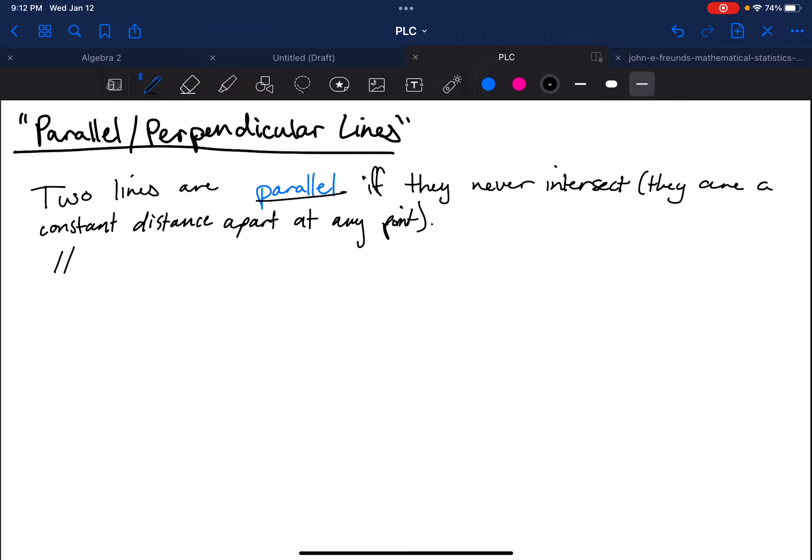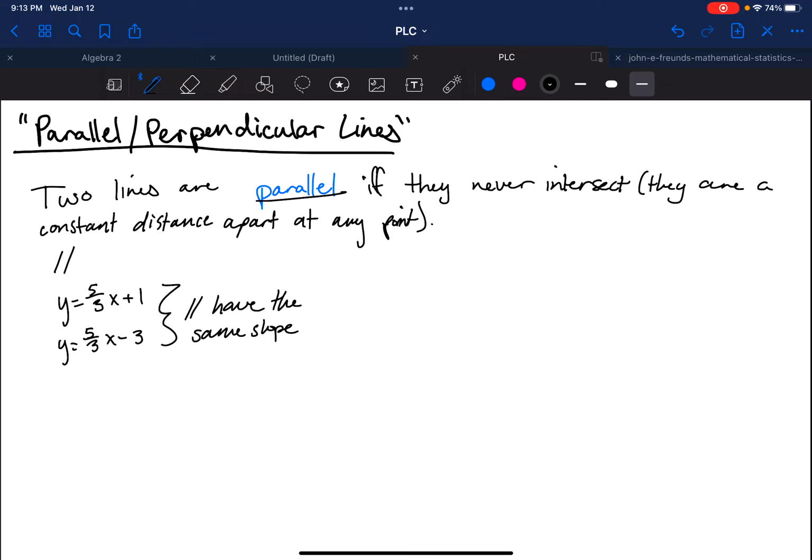So let's look at some equations that are parallel. y equals 5/3 x plus 1, and y equals 5/3 x minus 3. Really, there are an infinite number of lines here that are parallel, and it's all coming down to this, that slope. So parallel lines have the same slope.